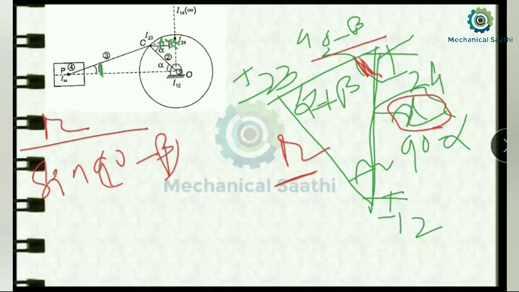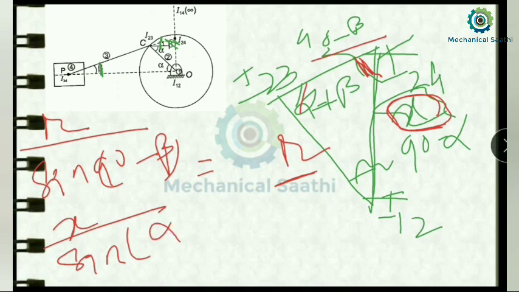That will be equal to x divided by the sine of the opposite angle, which we can write as alpha plus beta. So from here we can calculate the value of x.